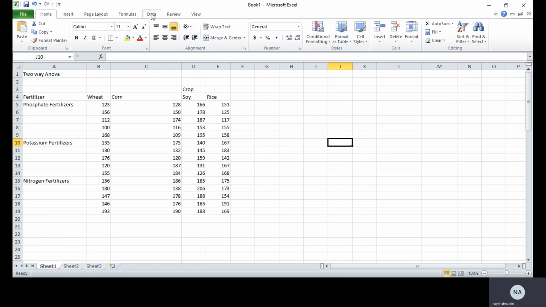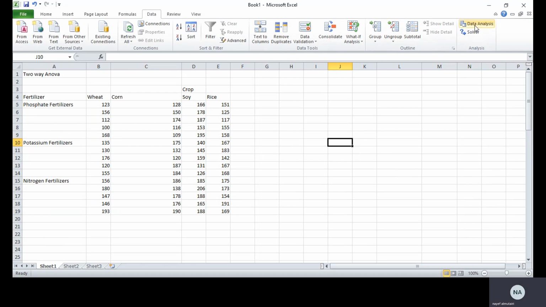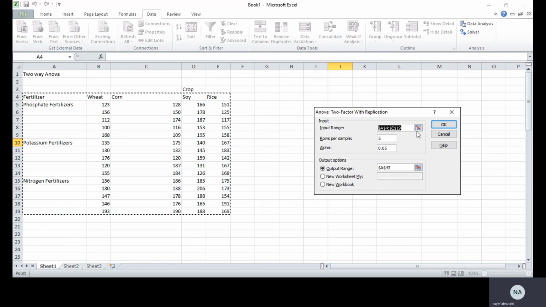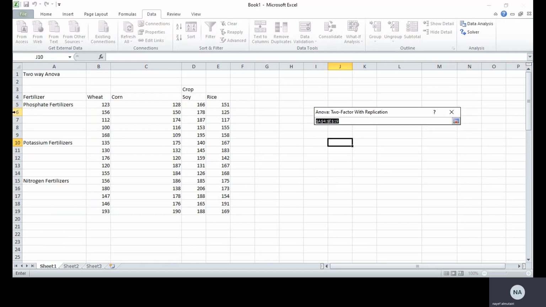So we go to Data Analysis, and then ANOVA. Don't use single factor. Now we have two-factor with replication. Okay, so for the input range, we will put the range from the title all the way down. So I'll just make it again. You take the title and you go all the way down to the last number.